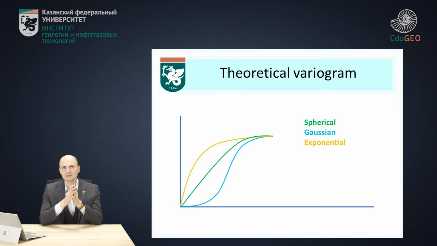There are different types of functions that can be applied as a theoretical variogram. But in practice, we mostly use spherical, Gaussian, and exponential variograms. On the graph, on the picture, we can see the different shapes of these variograms. The main difference is this: in the case of the Gaussian function, in the very beginning it's really flat, and then it starts changing dramatically. In the case of the spherical and exponential variograms, they change dramatically from the very beginning.